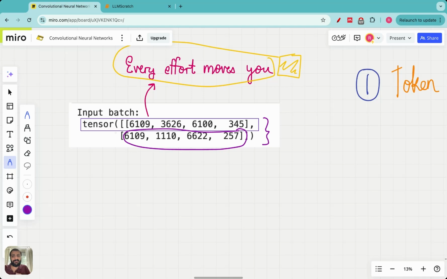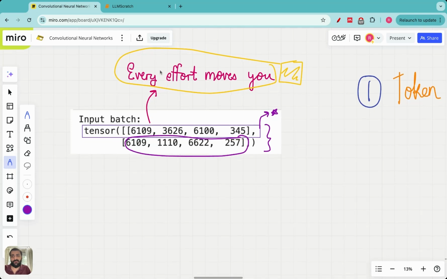For the sake of simplicity, right now I am just going to analyze the first batch, and then the same learnings which I'm going to show you can be applied to the second batch as well. So I'm getting rid of one dimension, which is the batch dimension, for now. We are going to focus only on these four words, "every effort moves you", and the prediction of the next word.